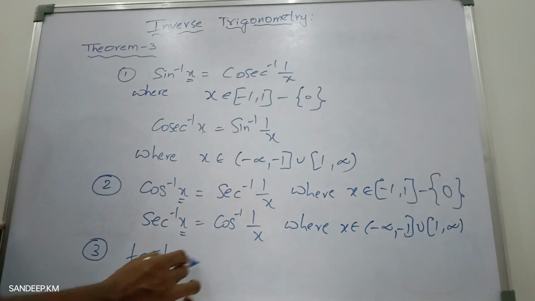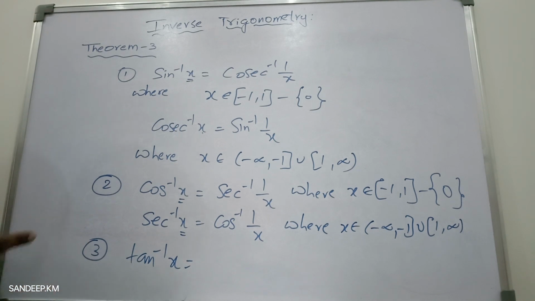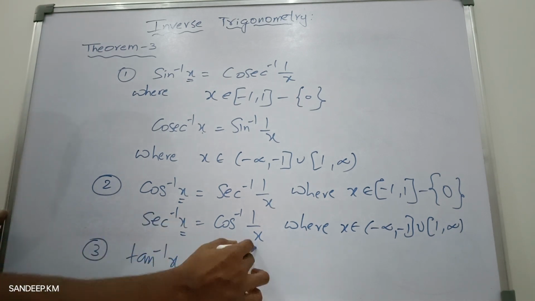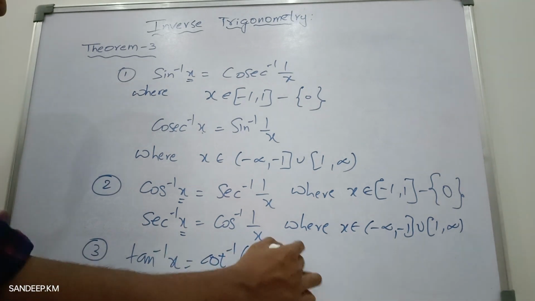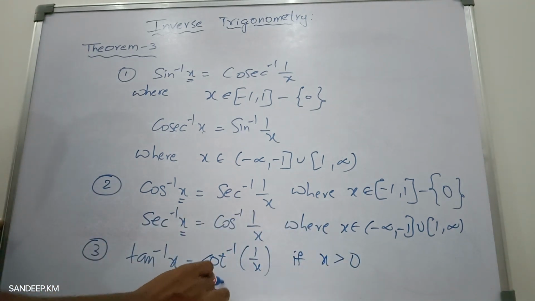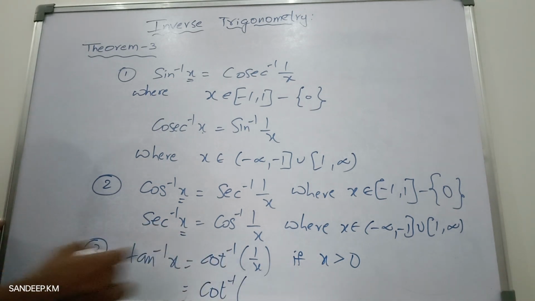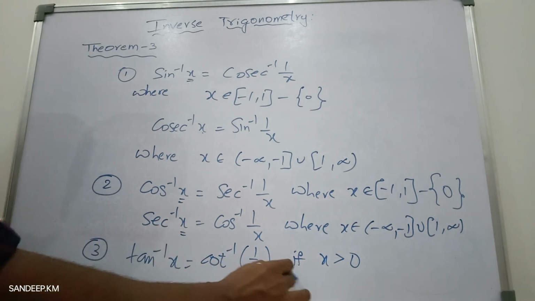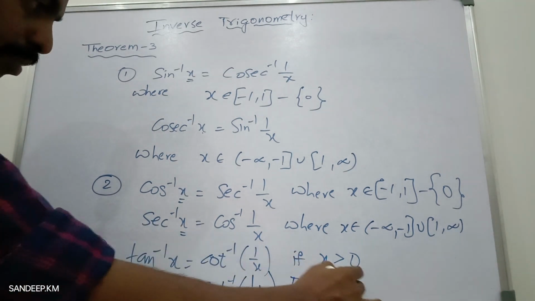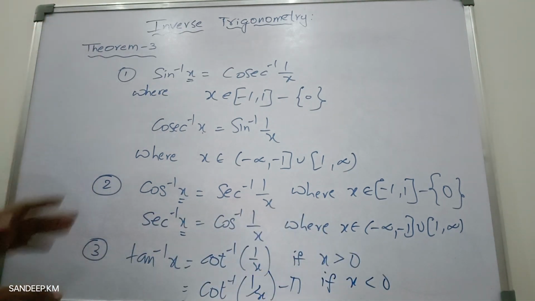And finally, tan inverse x has two different formulae. Tan inverse x is equal to cot inverse of 1 by x if x is positive, and it is cot inverse of 1 by x minus pi if x is negative. Let us see the proofs of these.